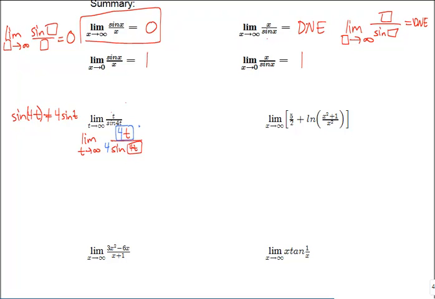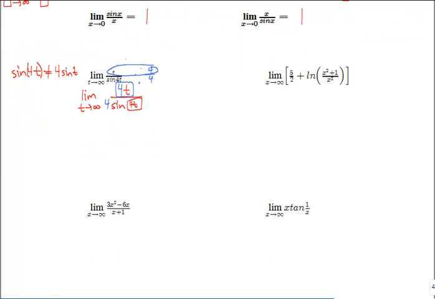So I've really just multiplied by a fancy version of 1. I multiplied by 4 over 4 on the top and the bottom, and I grouped these two together, and I put this 4 out front. So what we end up with is the limit as t goes to infinity of 4t over sine of 4t.